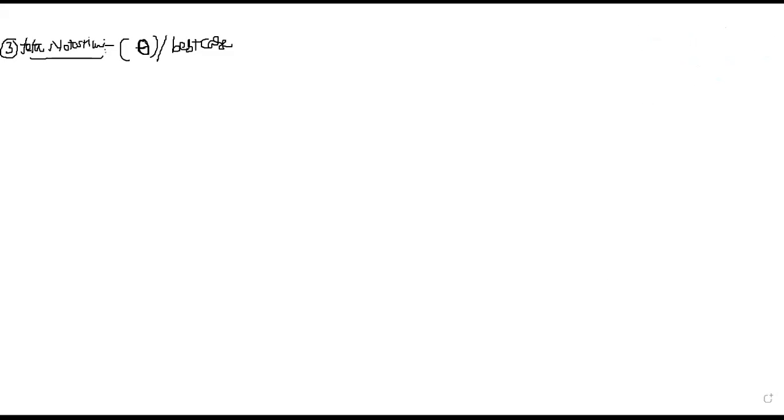So let us define theta notation. When can I say f of n is theta of g of n, or f of n is equal to theta of g of n? कब बोल सकते हैं?